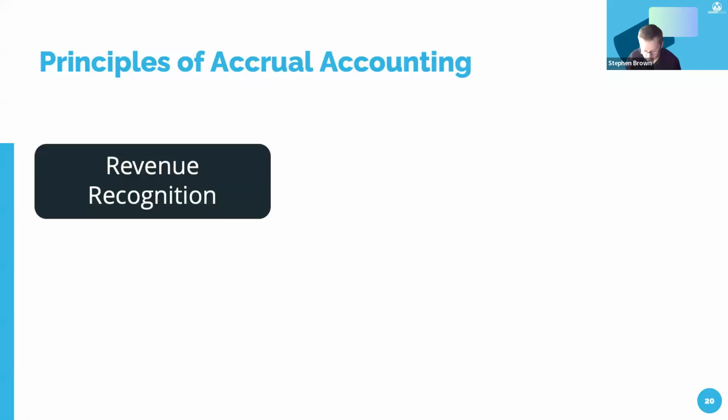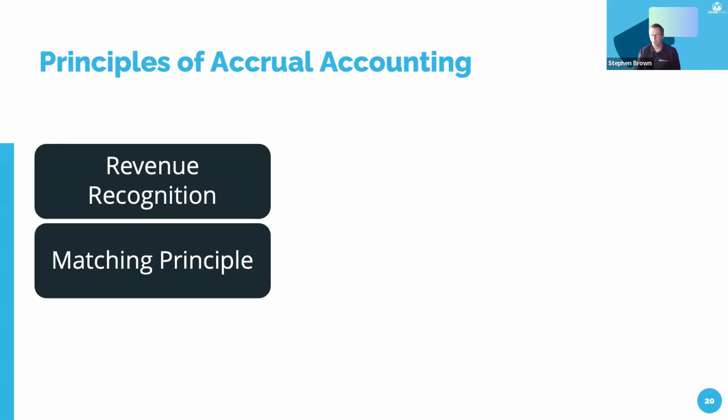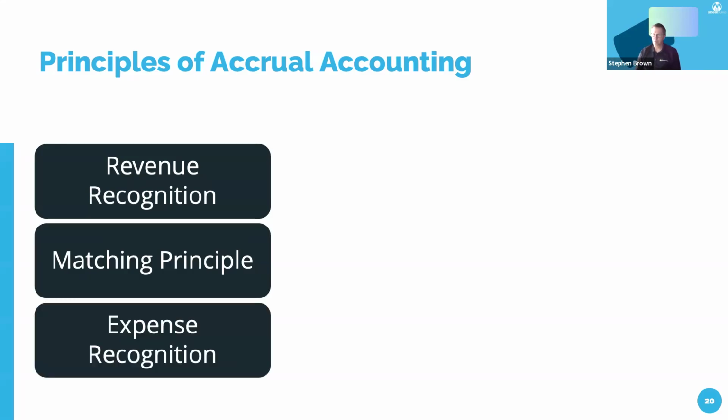There's actually a couple more, and if we get into things like generally accepted accounting principles, GAAP, there's a whole bunch of rules. But GAAP really looks at accrual accounting at a much more granular level. I'm going to talk about three really critical principles that you need to follow: the revenue recognition principle, the matching principle, and the expense recognition principle.